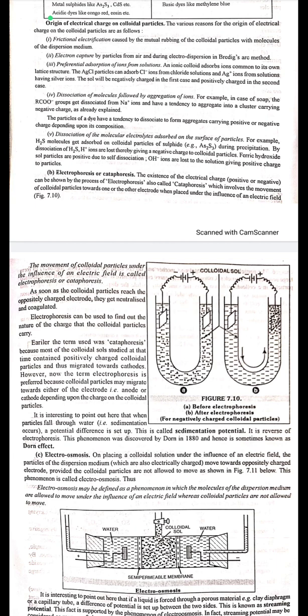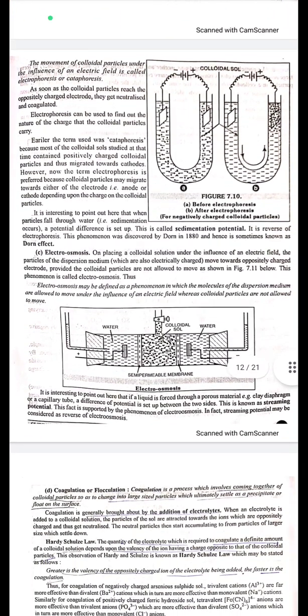It is interesting to point out here that when particles fall through water, a potential difference is set up. This is called sedimentation potential. It is the reverse of electrophoresis. This phenomenon was discovered by Dorn in 1880 and hence it is sometimes known as Dorn effect. See electroosmosis.